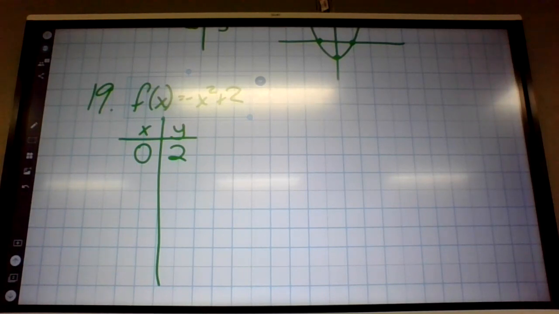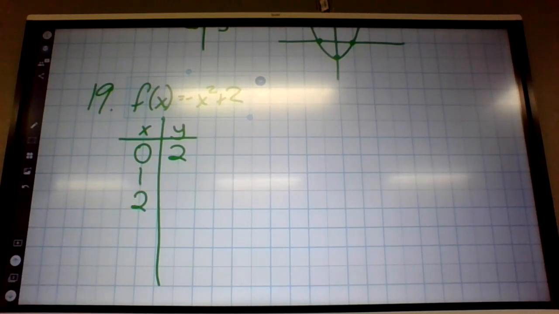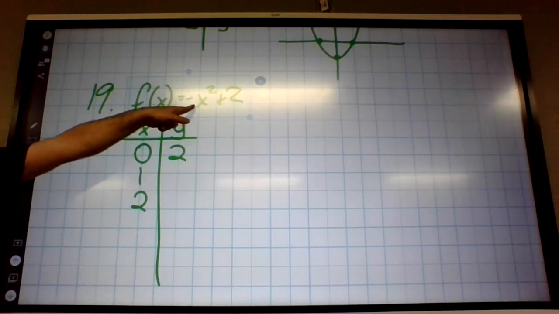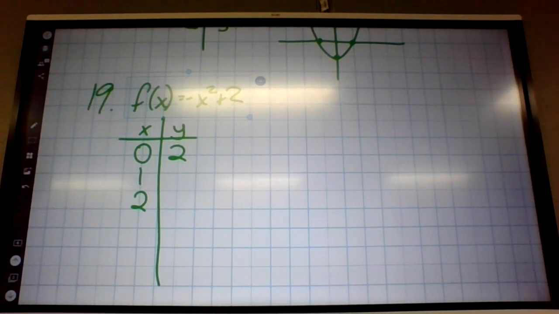But what's the negative going to do to the graph? Move it a little right. No. It's going to flip it upside down. So when x squared is negative and the graph is negative, it just goes upside down.